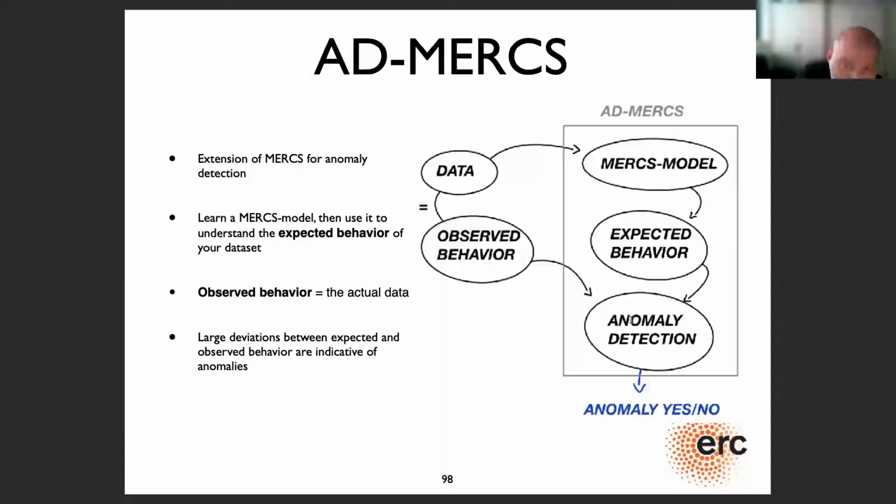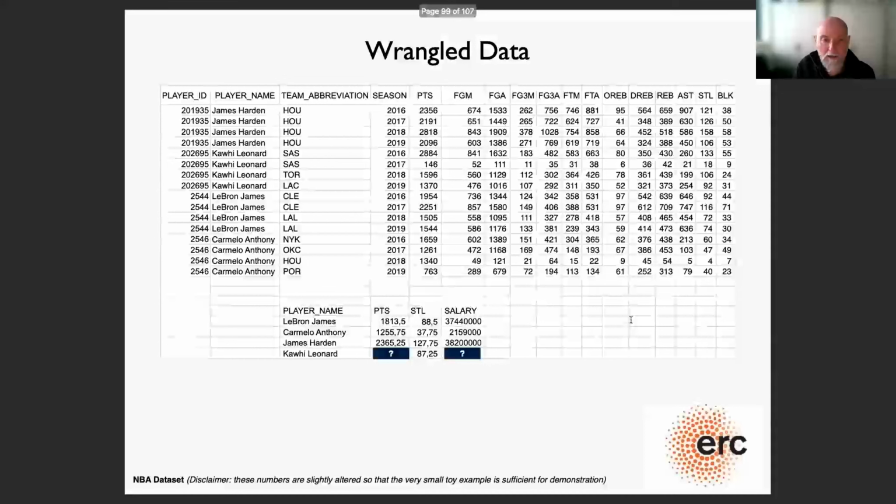Merx has also been adapted to work with anomalies and to detect them. So the idea is that you learn these ensembles of decision trees, and if the observed behavior is different than what is predicted, then this is indicative of anomalies, so to say.